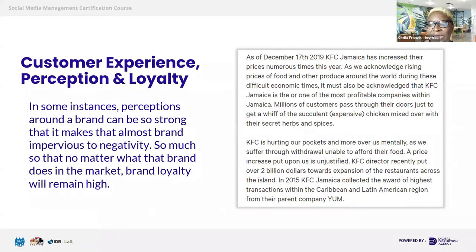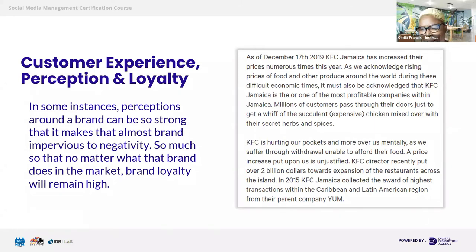As of December 17, 2019, KFC Jamaica has increased their prices numerous times this year. Now, guys, this was three years ago. As we acknowledge rising prices of food and other produce around the world during these difficult economic times, it must also be acknowledged that KFC Jamaica is one of the most profitable companies within Jamaica. Millions of customers pass through their doors just to get a whiff of the succulent, expensive chicken covered with their secret herbs and spices. Jamaican people are the best, I tell you.